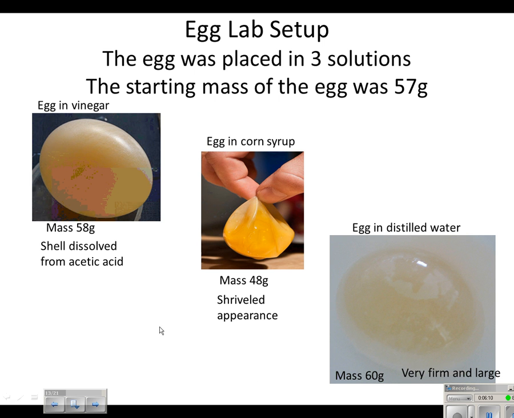So we would say that the egg in the vinegar is an isotonic solution because the molecules basically maintained an equal amount on the inside and outside of the cell, or the egg. The corn syrup represents a hypertonic solution because water moved from inside the egg to outside the egg because there was more solute outside. Then we have hypotonic, so it got very big, and the water moved inside the egg.